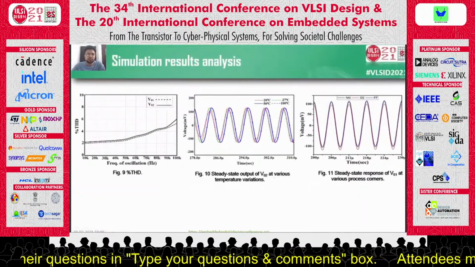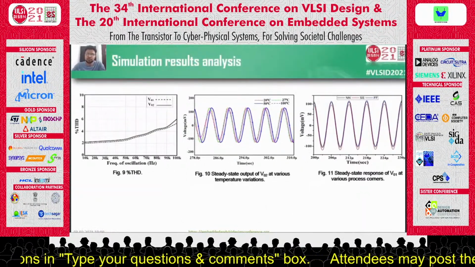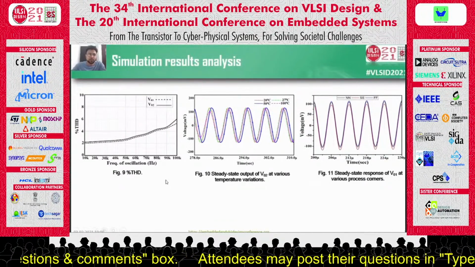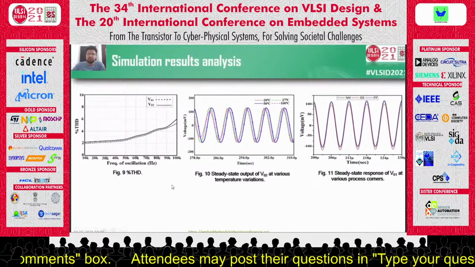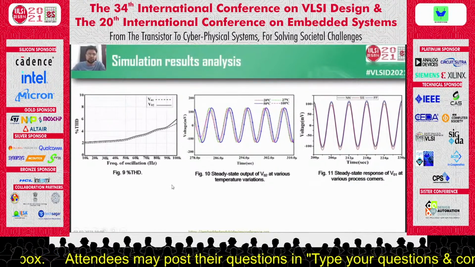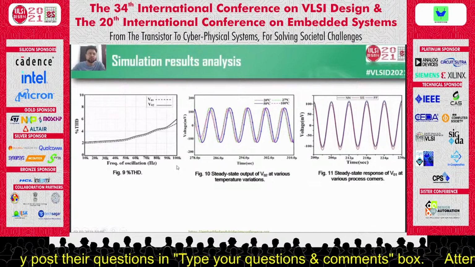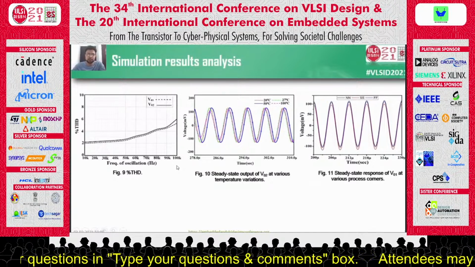So next one is the simulated results for percentage of the total harmonic distortion. As the circuit is designed for 68 kilohertz of frequency, the THD is around 3.5%. So we can say that it can provide satisfactory results up to 100 kilohertz of frequency, where THD is below 10%.